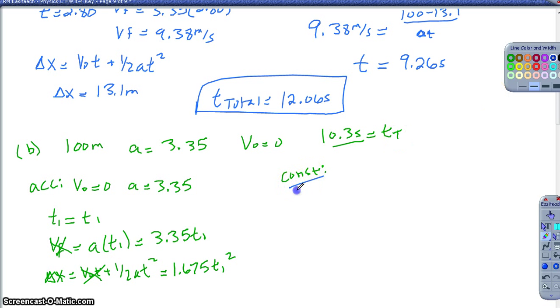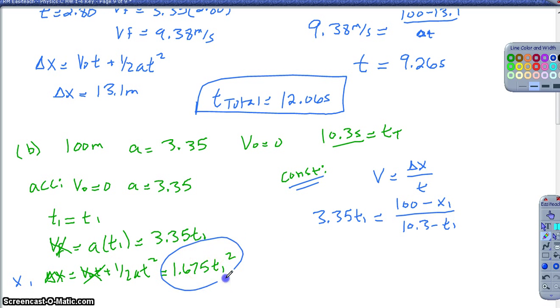So then if I jump over to the constant velocity, well, again, the only equation I'm working with is change in displacement over t. I know her constant velocity is 3.35 t1 because that was the final velocity she reached in terms of t1. I know the displacement that she goes is going to be 100 minus however far she went for this first displacement. Okay, so I'll call it x1 for right now, but we'll substitute this in just a second. Similarly, I know her time is going to be the 10.3 minus t1. So the key here is I can take everything and plug in everything in terms of t1.